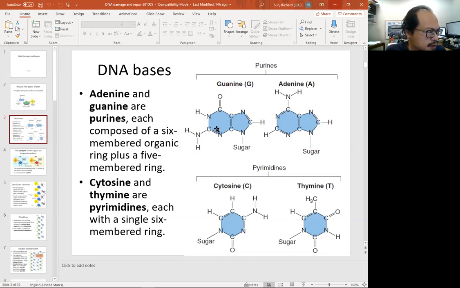The purine group has two rings, a six-membered ring and a five-membered ring attached to each other. There is some variety here, making guanine and adenine. Guanine and adenine. And the pyrimidine group has cytosine and thymine. So those are the nitrogenous bases that provide the code.